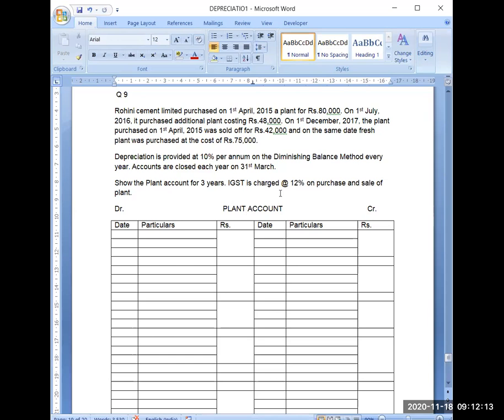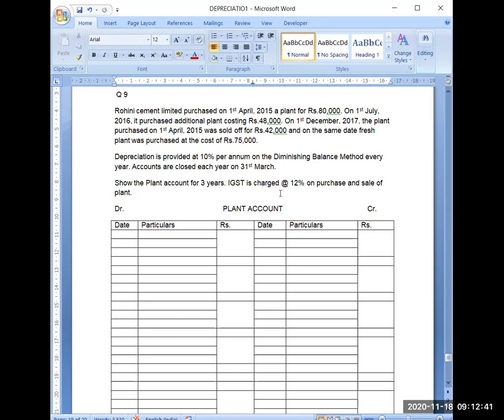And IGST is charged at the rate of 12% on purchase and sale of plant. So IGST is always kept separate. It is not part of the cost of the asset. Whenever you are purchasing any asset, you will be paying IGST that will be debited in input IGST account. And if you are selling your asset, at that time you are charging IGST, then it will be credited to output IGST account. So that's why it will never come in plant account. It will not affect your entries.